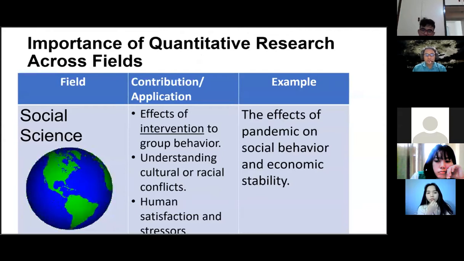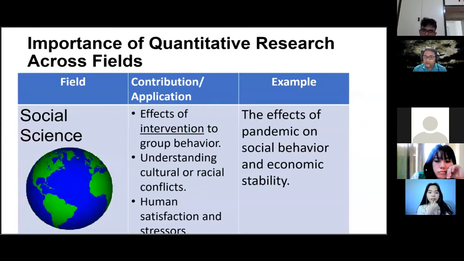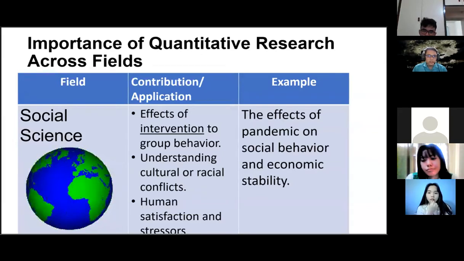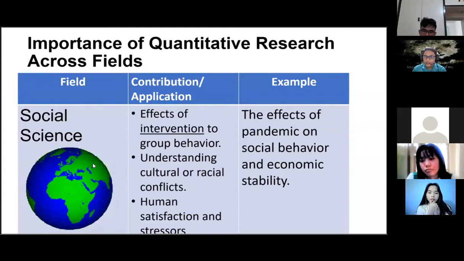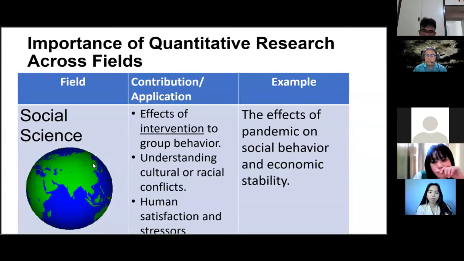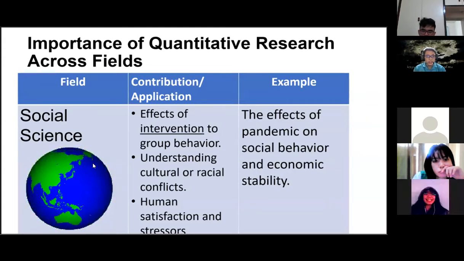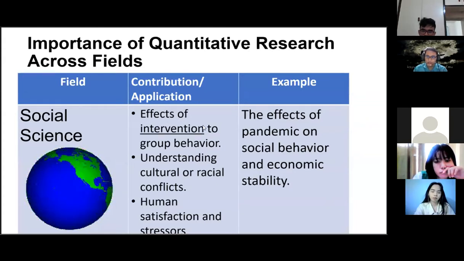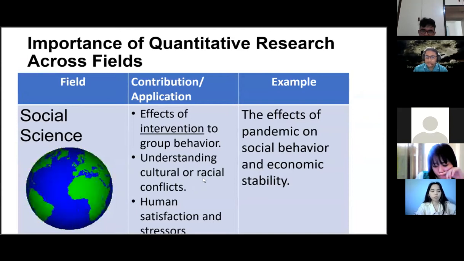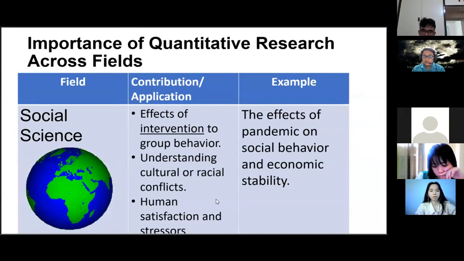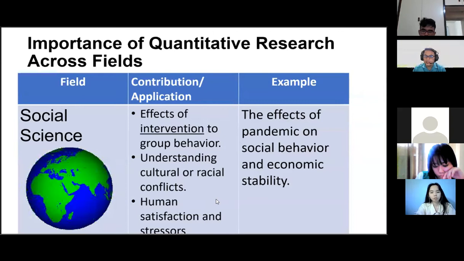So, importance of quantitative research across fields. Social science is our first field. Is quantitative research beneficial to social science? What is its contribution or application? Verbatim, I put: effects of intervention on group behavior, understanding cultural or racial conflicts, human satisfaction and stressors.